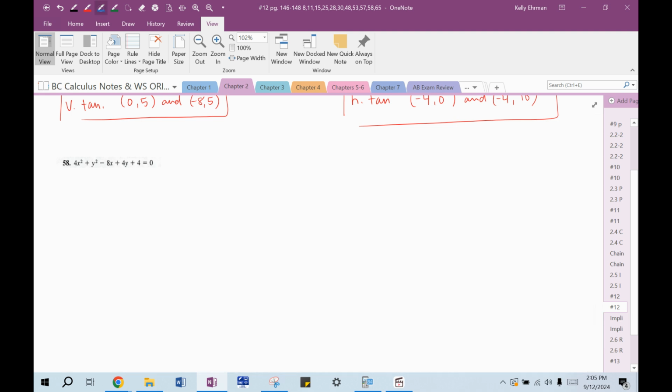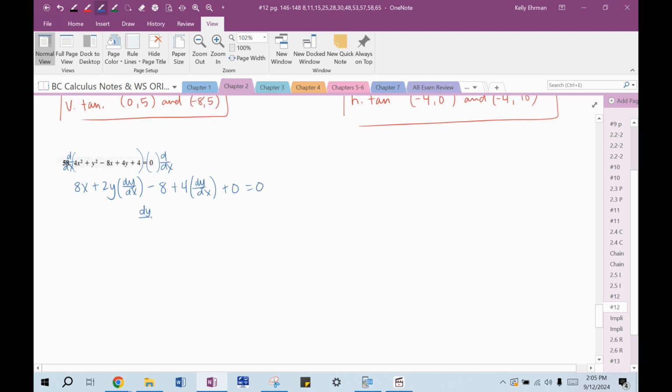Okay, same thing for this one. So I'm going to cheat a little bit and just say take the derivative with respect to x. So this is 8x plus 2y dy/dx minus 8 plus 4 dy/dx plus 0 equals 0.